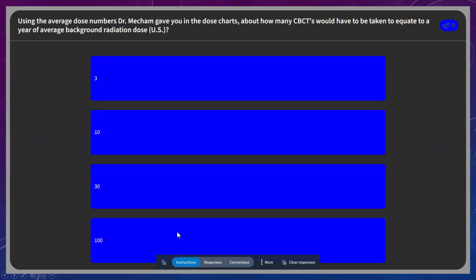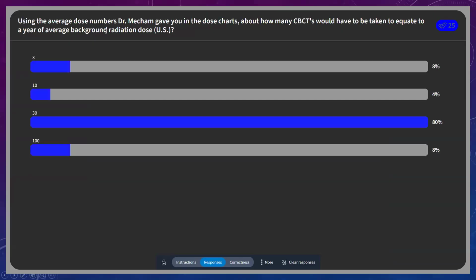Using average dose numbers I gave you, about how many CBCTs would have to be taken to equate to a year of average background radiation dose in the US? What was the number for one CBCT? It was 100. So yeah, 3 would be 300. Yeah, 30 is correct.